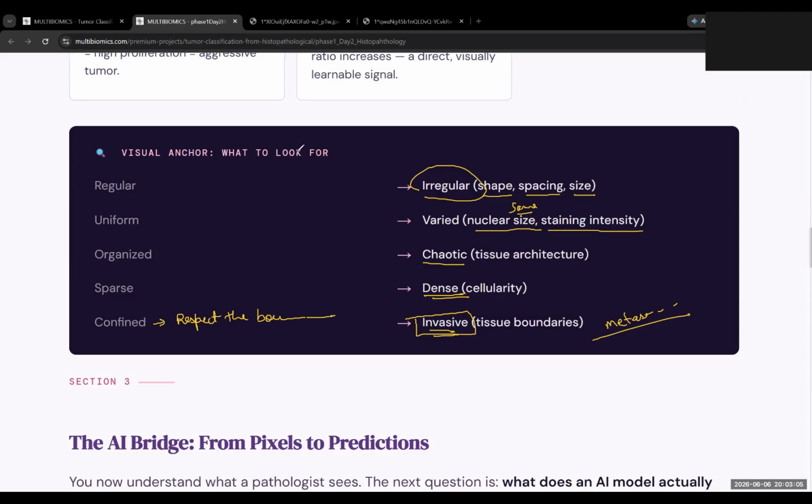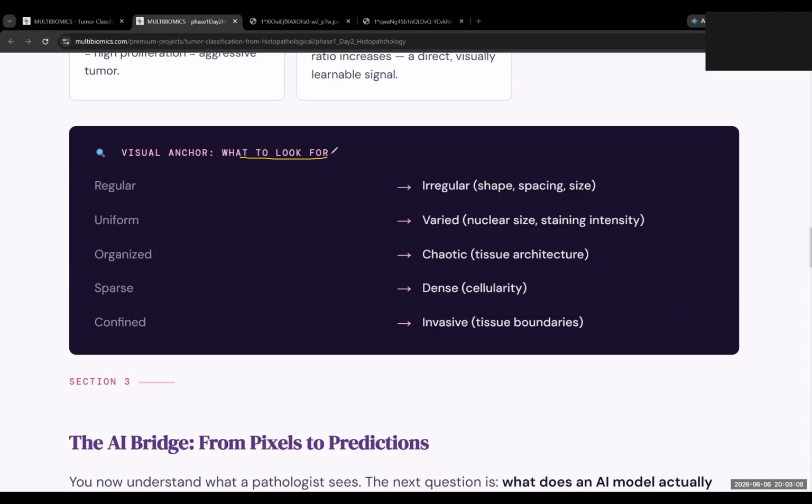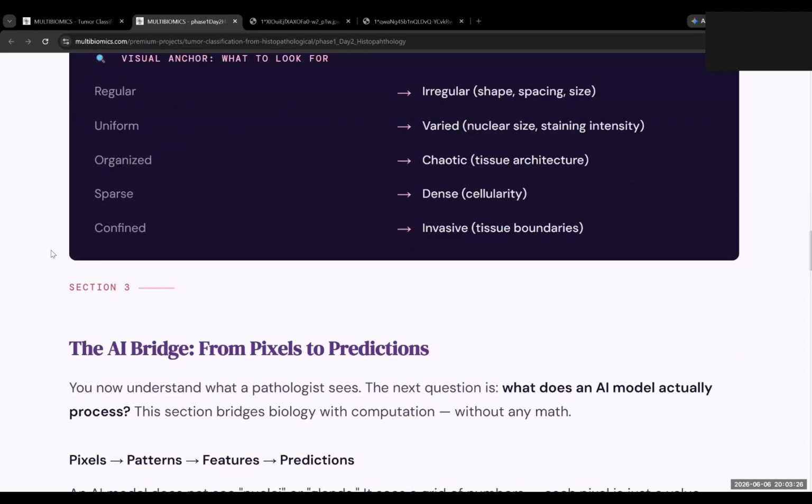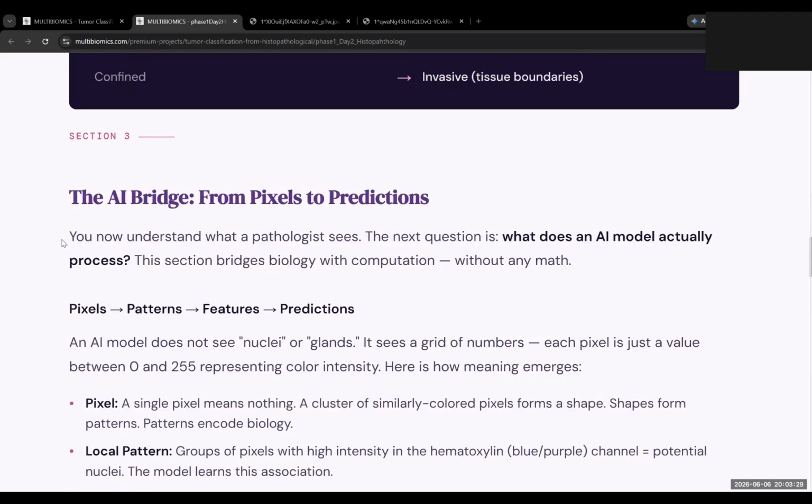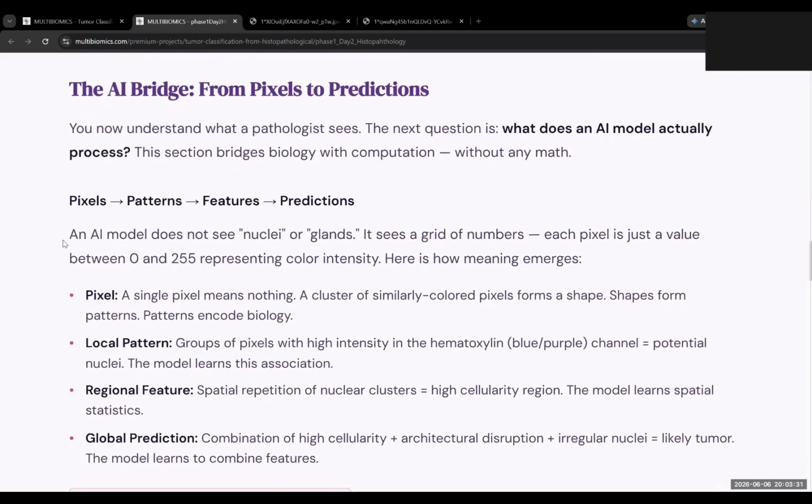Fine, these are the things you have to look for: whether they are regular or irregular, whether they are uniform or varied cells, whether they are organized or chaotically organized, whether they are loosely packed or sparse or dense, whether they are confined at one place or invasive. All these are the patterns you have to look for in a histopathological image slide.